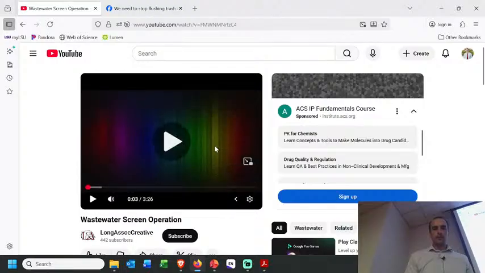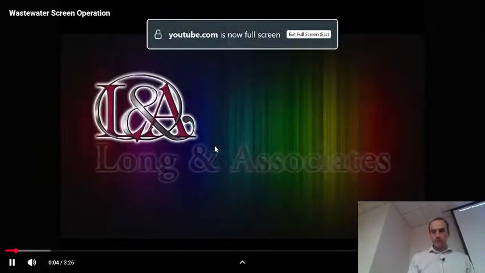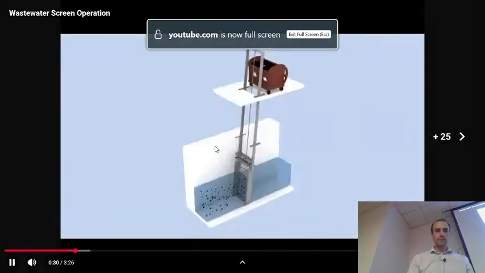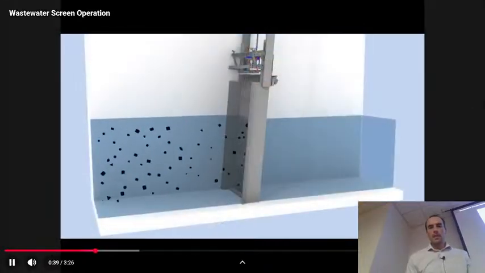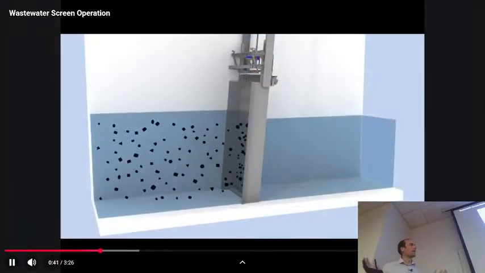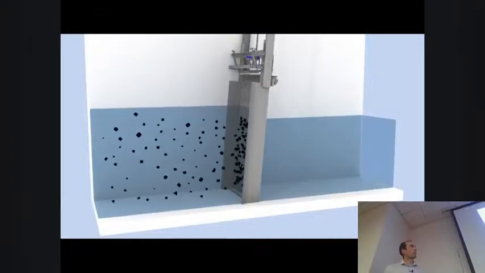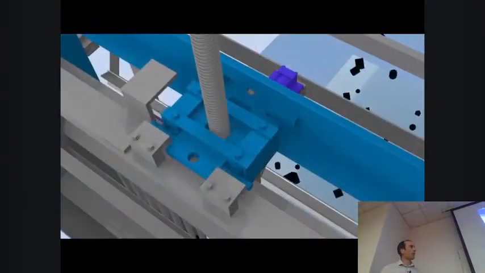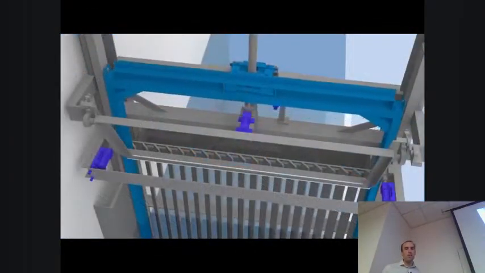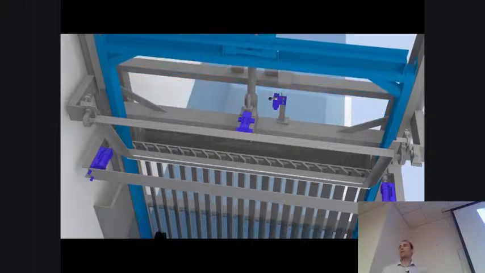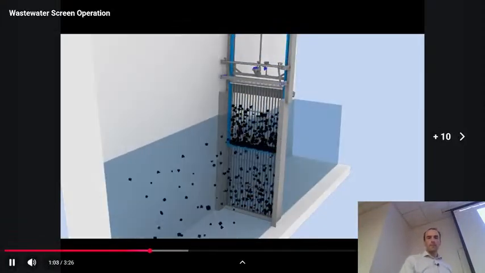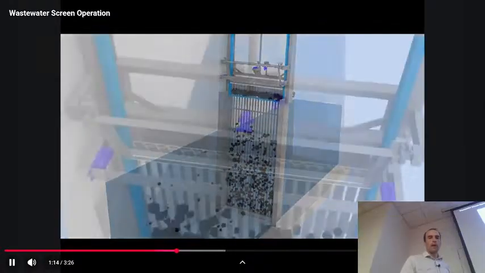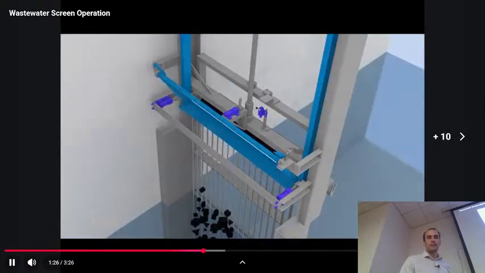If I could just skip forward a little. I don't even know if there is any important sound in this one. But what you see is they have it set up so that water's flowing, you've got this little screening rack, and then it'll automatically scrape off the stuff, draw it up, dump it into a dumpster, and just have this nice automated process to do that.